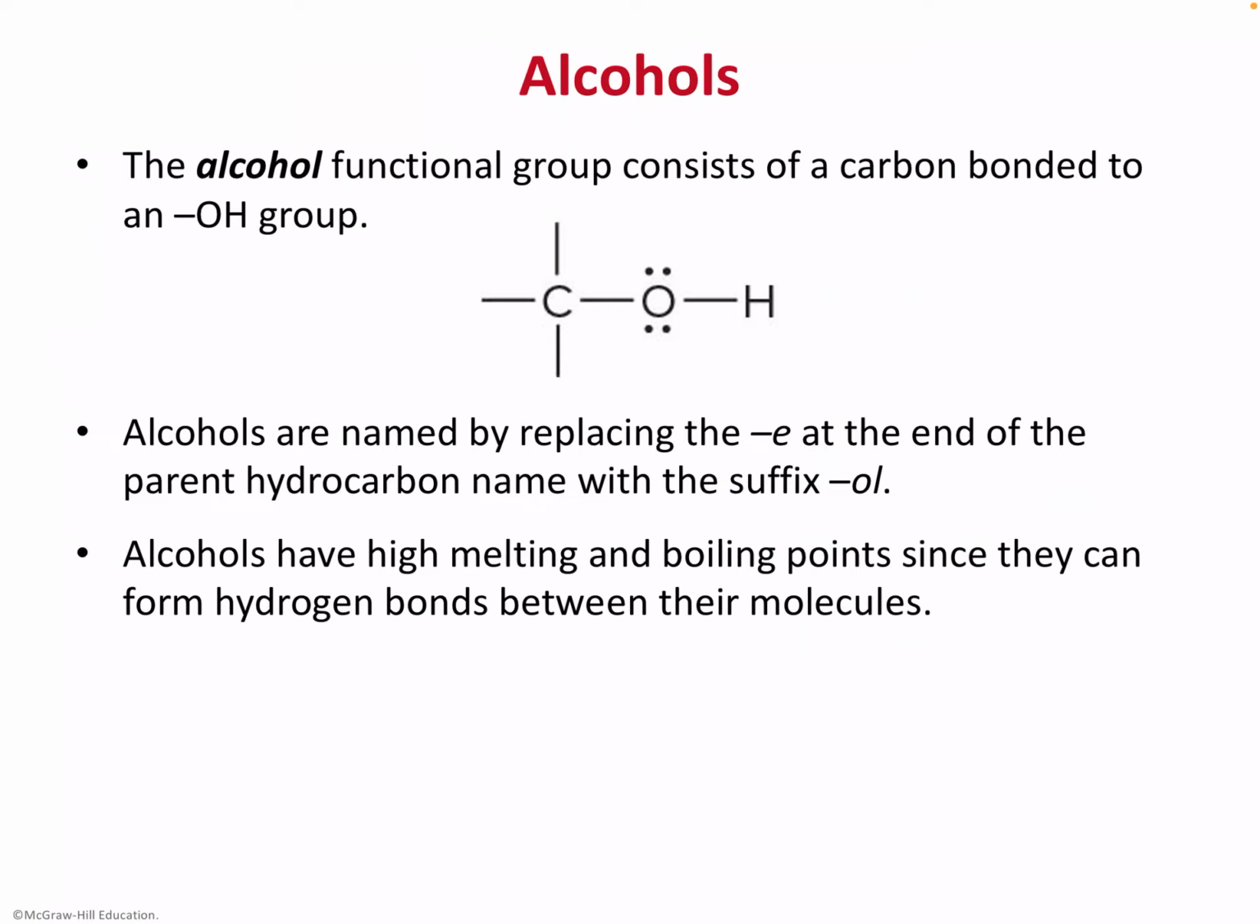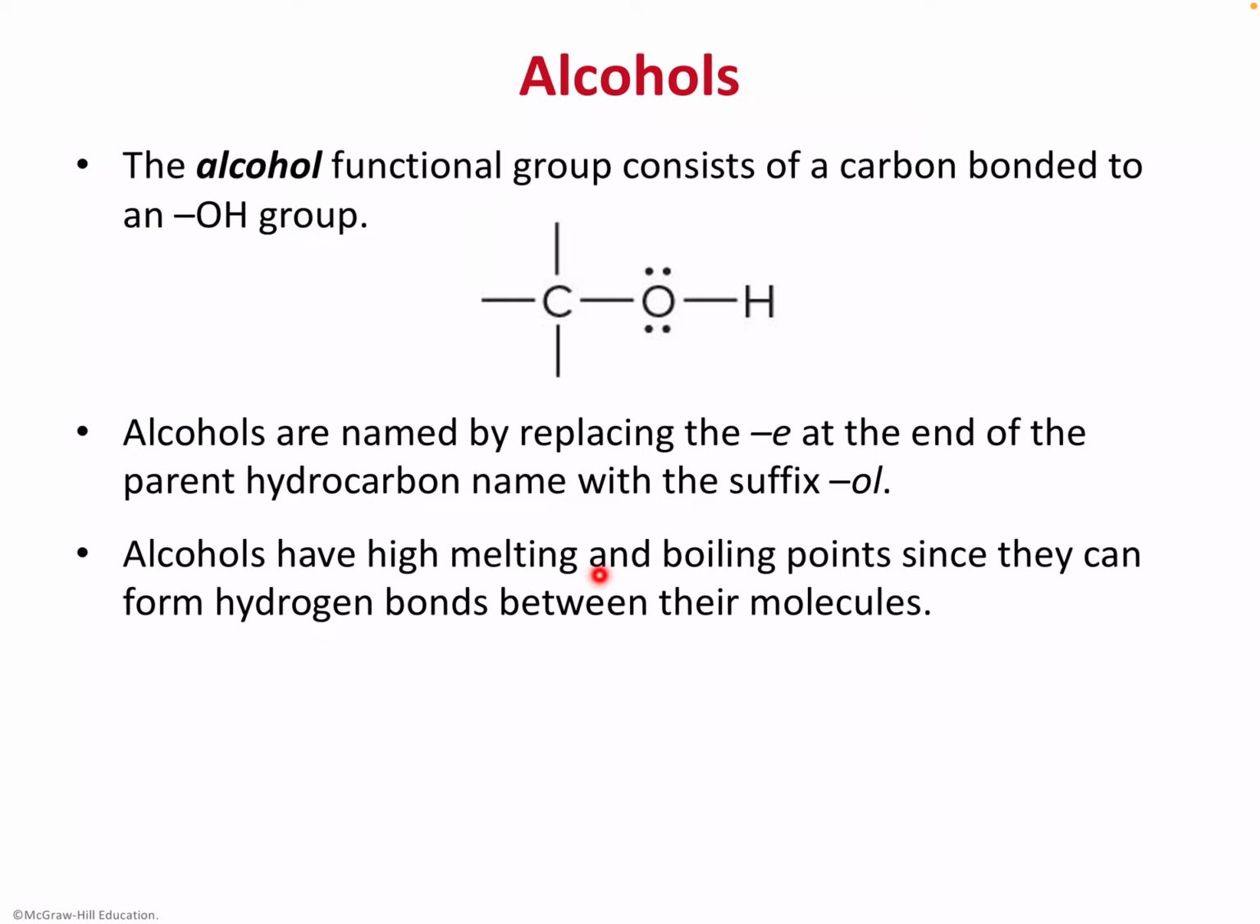So let's look at these functional groups in a little more detail. The alcohol functional group consists of a carbon bonded to an OH group. Alcohols are named by replacing the E at the end of the parent hydrocarbon name with the suffix -ol. If it is methane, you remove the E and add -ol, so this would be methanol. If it is ethane, it would be ethanol. Propane, it would be propanol, like that.